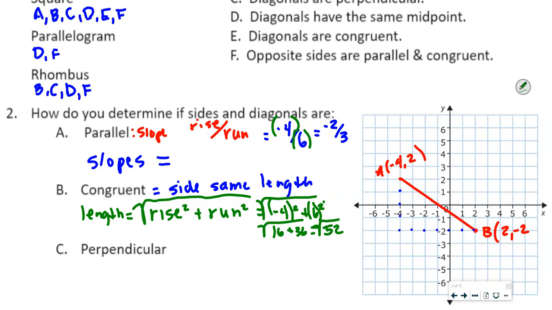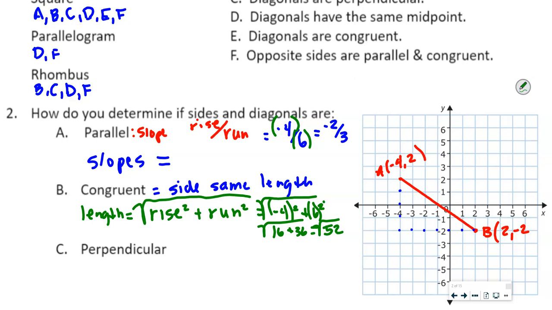Okay, so take the square root of 52, and we don't have to compute that. All we have to do is compare that with an opposite side, because it's opposite sides that need to be congruent and parallel, right? Now this is true also of diagonals. So we can also find the length of a diagonal, and if the diagonals are congruent, then we know it's a rectangle.